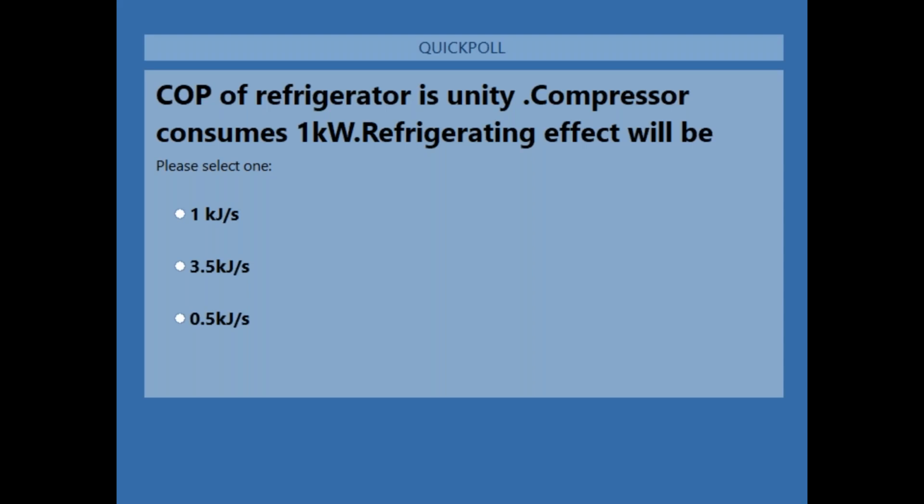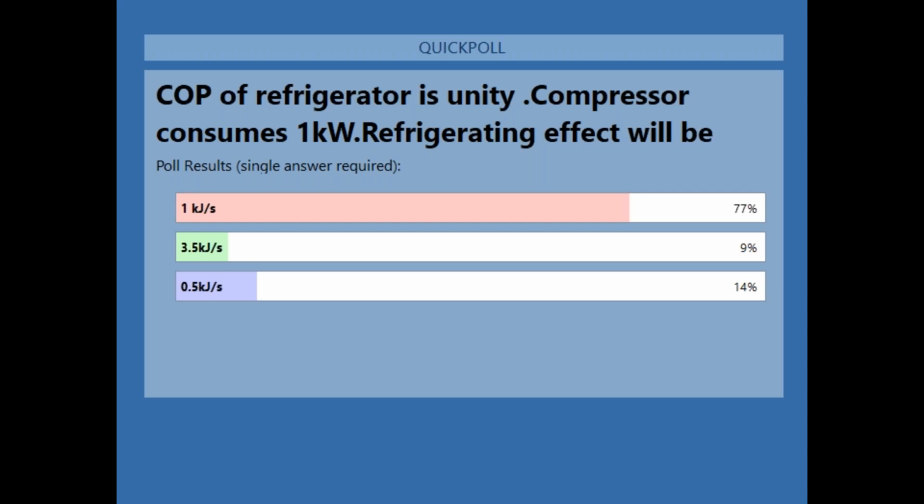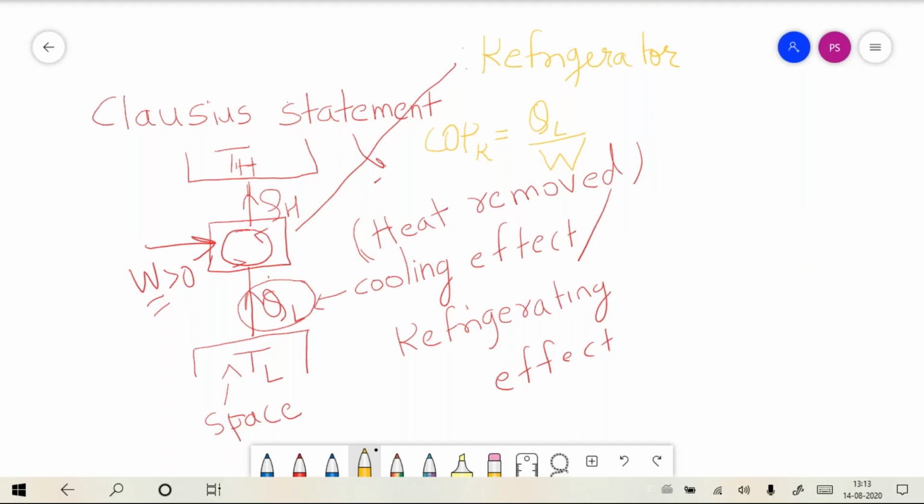So I will stop this poll and share the result. You see that the COP of the refrigerating unit is unity, and W is given as 1, so QL has to be obviously 1. So no need of explaining this, I guess. What is given is COP is 1. Unity means 1. QL is to be found out. And this was given to be 1 kilowatt. So obviously the answer would be 1 kilowatt, which is nothing but 1 kilojoules per second. 1 kilowatt is 1 kilojoules per second.